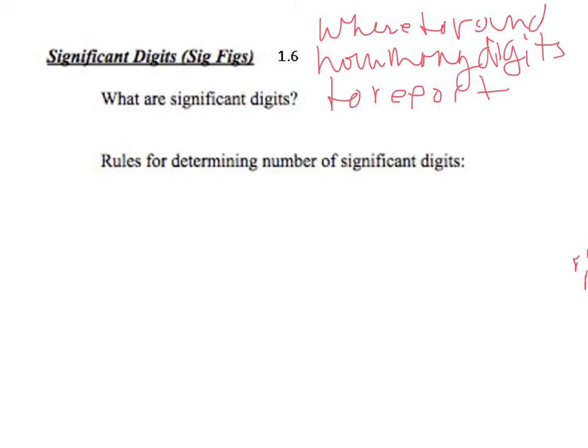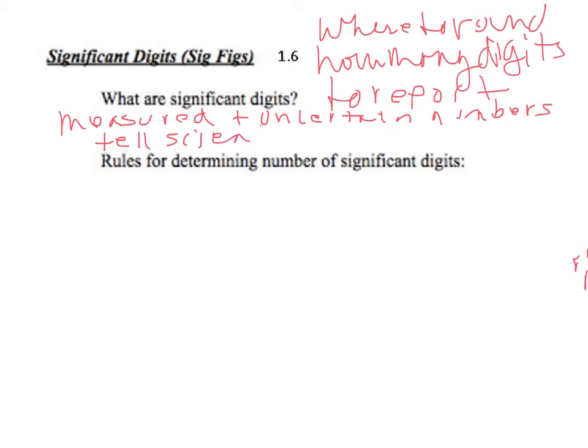But simply, significant digits are measured plus uncertain numbers, just like we were talking about in the last podcast, right? We always measure to the smallest line, smallest grid line, let's say on a graduated cylinder, and then we estimate one more digit, okay? And these tell scientists how precise the measurements they are looking at are.